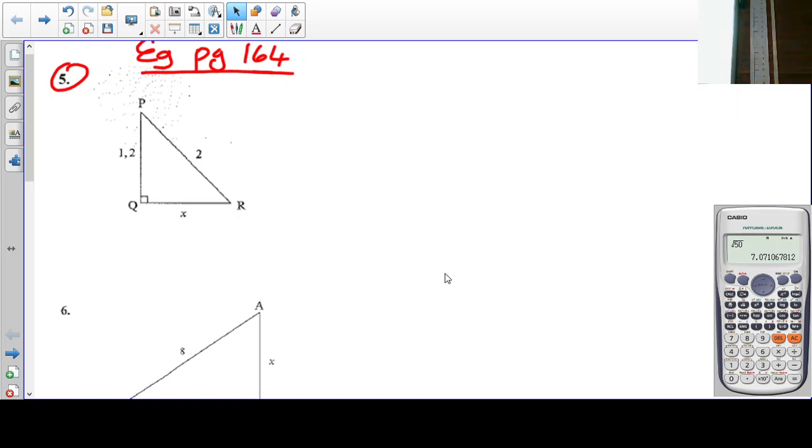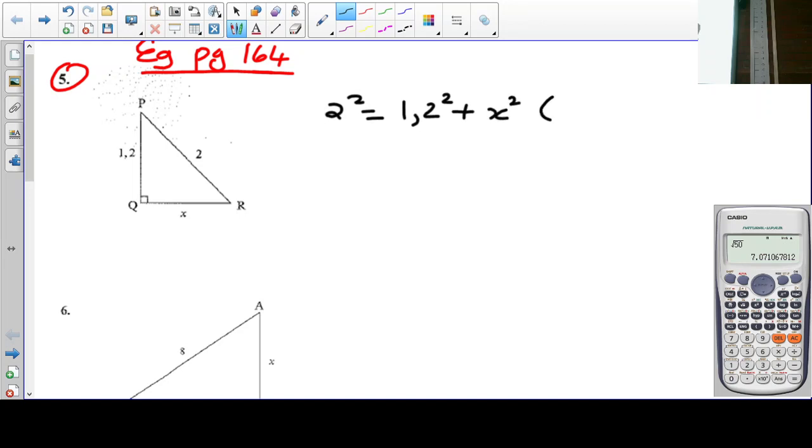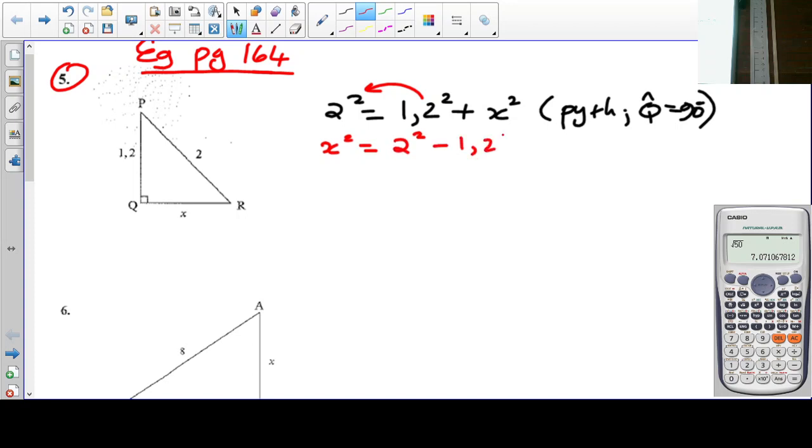Alright, so what do we get? This would be 2 squared is equal to 1.2 squared plus x squared. Reason? Pythagoras with angle Q equal 90 degrees. So what do we do now? We bring 1.2 squared over. We want to solve for x. So x squared is equal to 2 squared minus 1.2 squared. Or you could have said 4 minus 1,44. Both is correct.